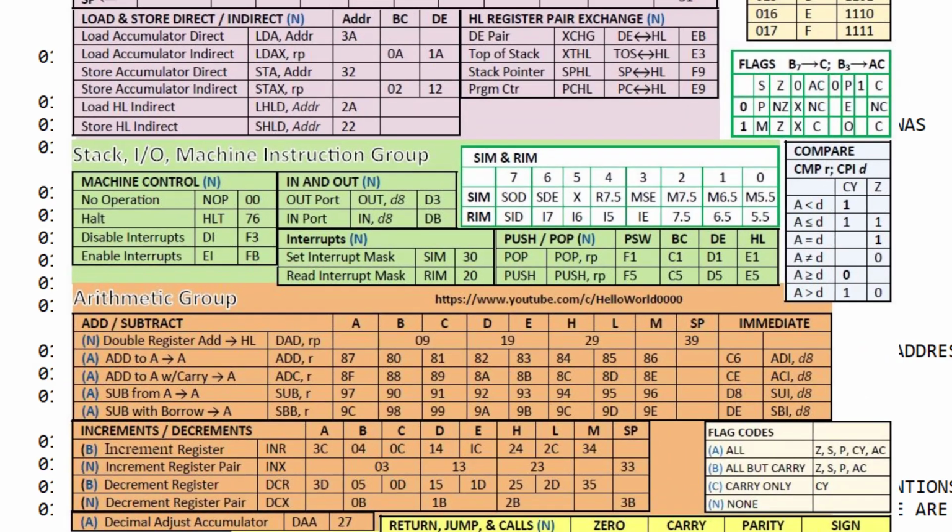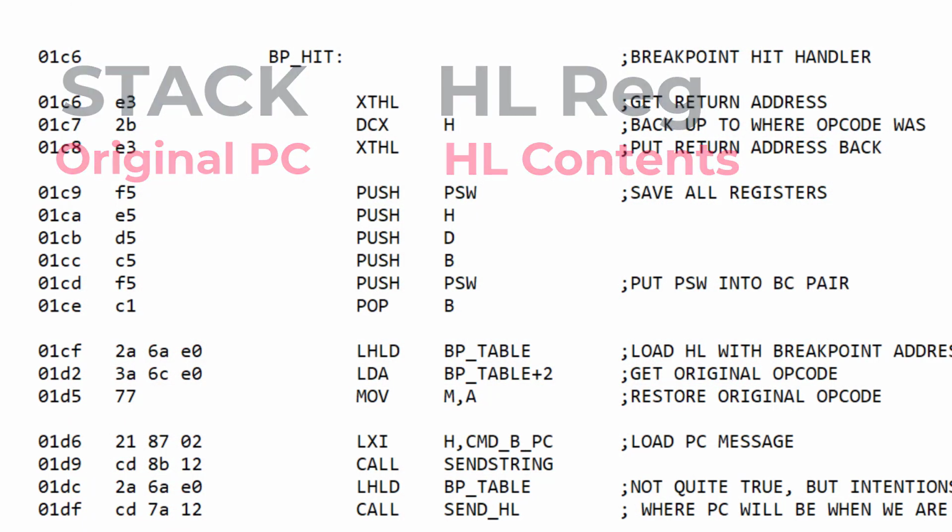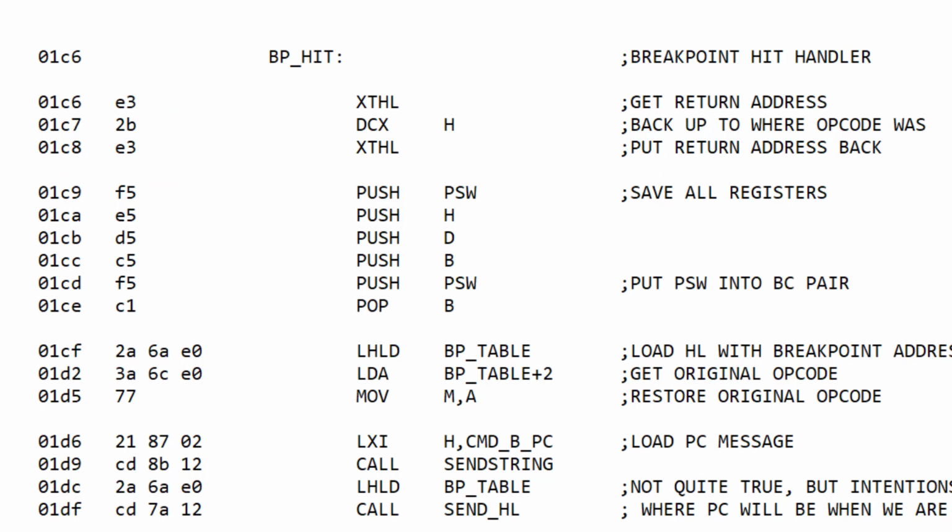Now a key point is that neither the XTHL nor the DCX changes any of the flags. So right now, other than decrementing that program counter that was on the stack, we haven't changed anything. But we wanted to do that first before we started pushing a bunch of other stuff up onto the stack.